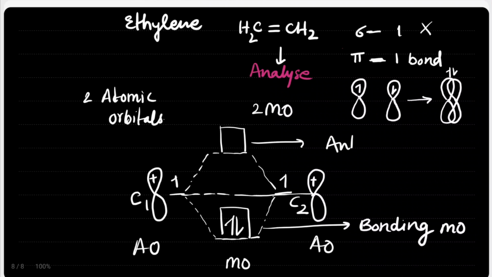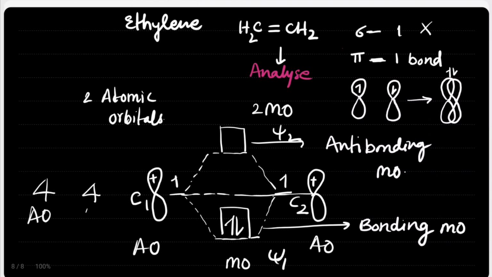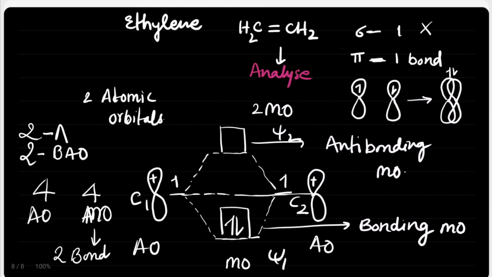So this is the meaning of point number 1, that is, the number of pi molecular orbitals which are formed. If there are two pi orbitals, there will be two molecular orbitals: one bonding, another anti-bonding. So half will be bonding, half will be anti-bonding. Suppose there are 4 atomic orbitals, there will definitely be 4 molecular orbitals, and half of them, 2, will be bonding and 2 will be anti-bonding.